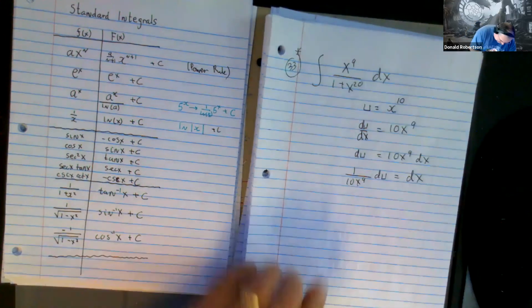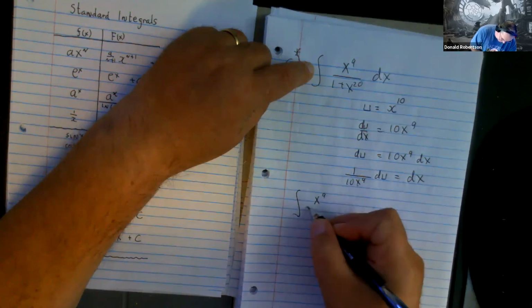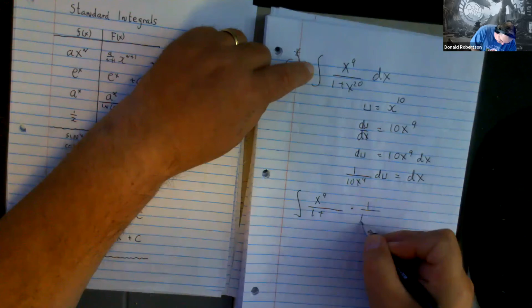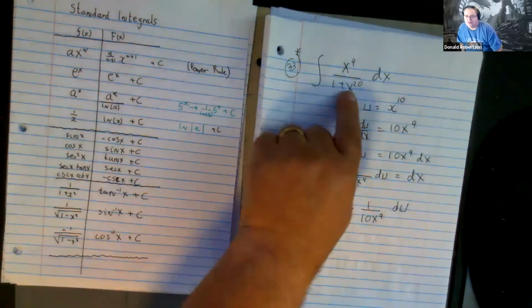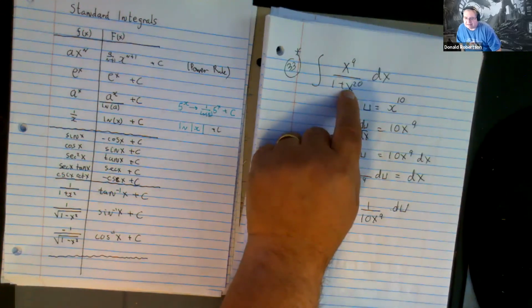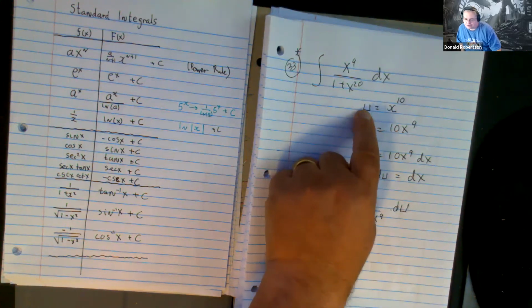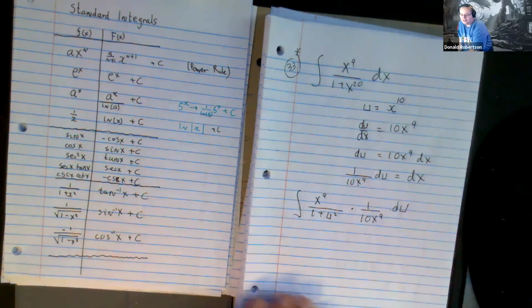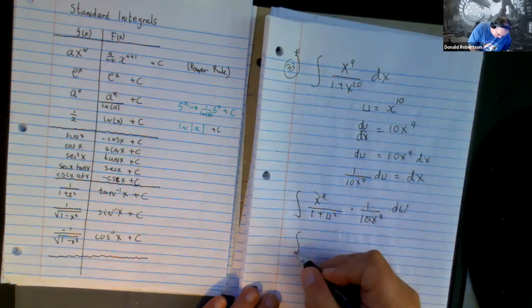So now I'll go back here. And what do I have? I have an x to the 9, I have a 1 plus somebody, and then I have 1 over 10x to the 9 du. And the problem some of you might have is, but I've got x to the 20, but the u sub isn't x to the 20. The u sub is x to the 10. But isn't u squared x to the 20? And now when I cancel, what I essentially get is 1/10.